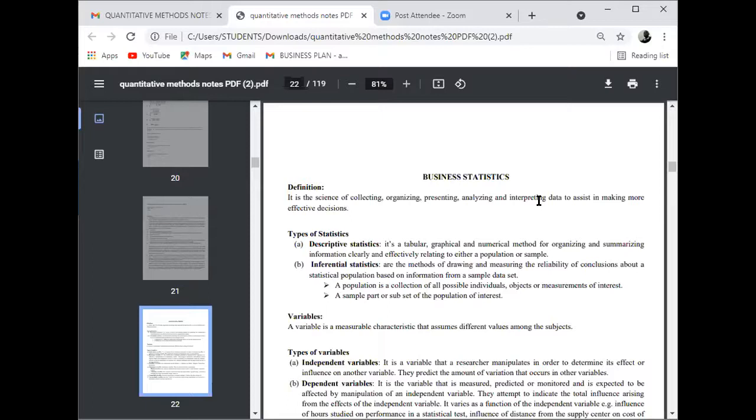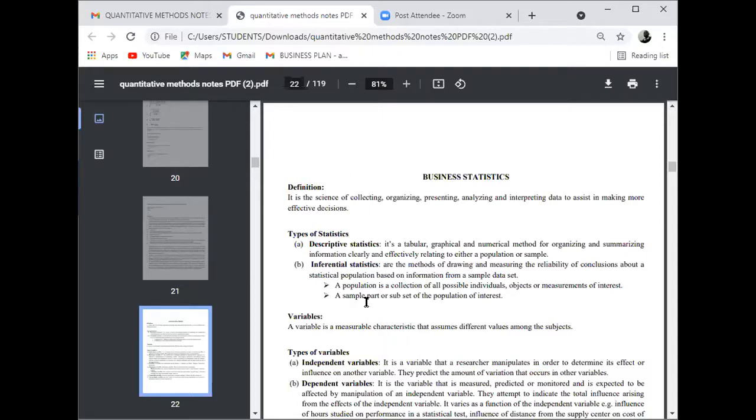So that aspect of collecting the data is what is called statistics. Actually in Kenya, in the year 2019, there was the census. When the census is being conducted, that is collecting the data. And then they are going to have that particular data organized, presented, analyzed, and interpreted for more effective decisions to be made. How many people are in each county, so that we can know how much money to be sent to those counties and all that. And those are the decisions that we are making as a result of the statistical data that was gathered.